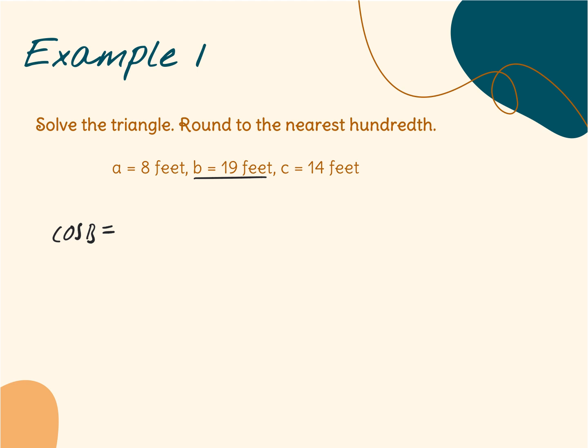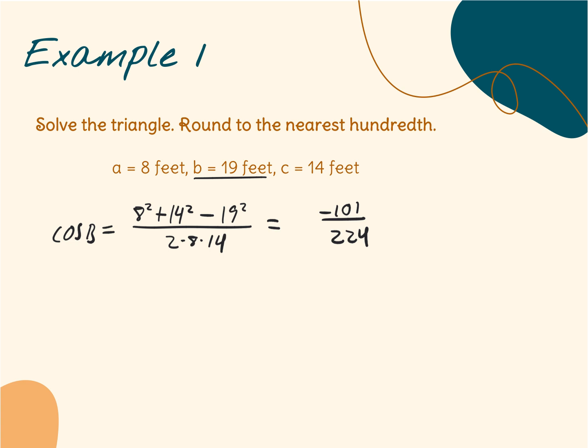So cosine of B is A squared, so 8 squared, plus 14 squared, minus B squared, which is 19 squared, over 2AC, so over 2 times 8 times 14. If you're using your calculator, I would simplify the top and then simplify the bottom. So I would do 8 squared plus 14 squared minus 19 squared, which is negative 101. And on the bottom, 2 times 8 times 14, which is 224. Don't worry about simplifying or anything. This is just to make the next step easier.